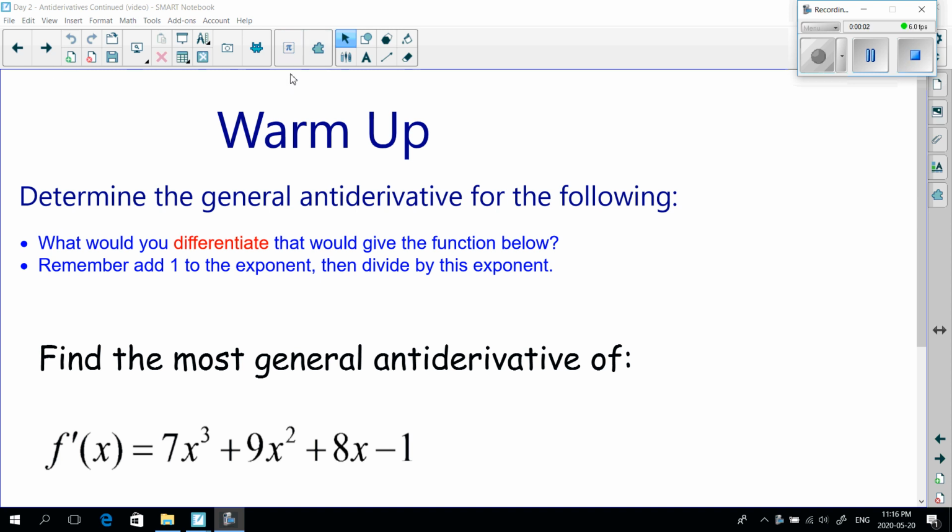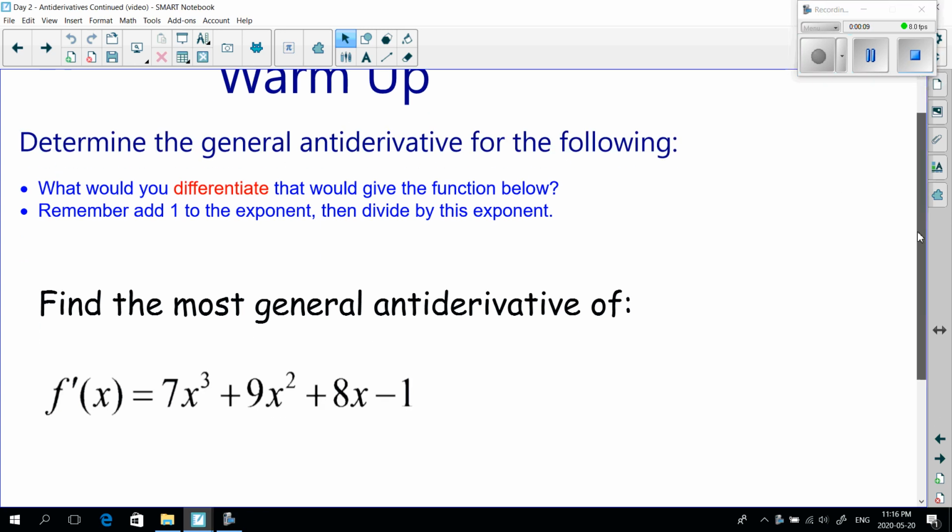All right, we're going to continue with anti-differentiation. All right, a little warm up here to talk about general antiderivatives.